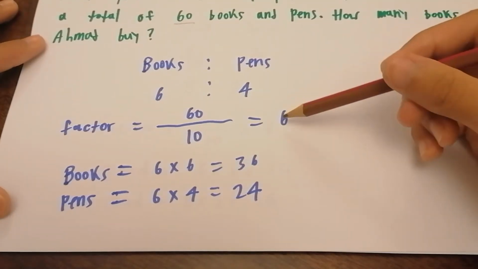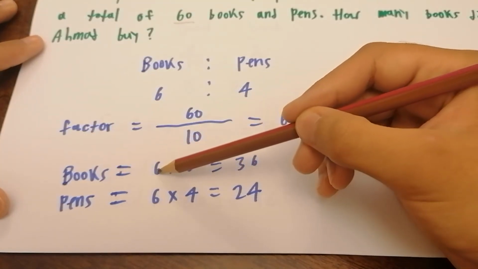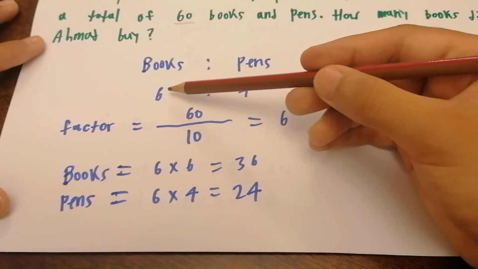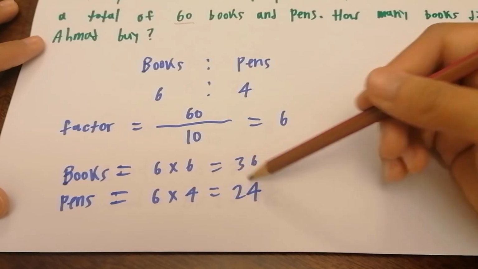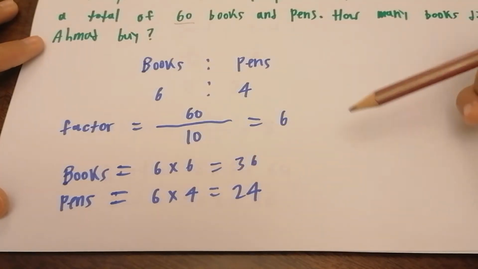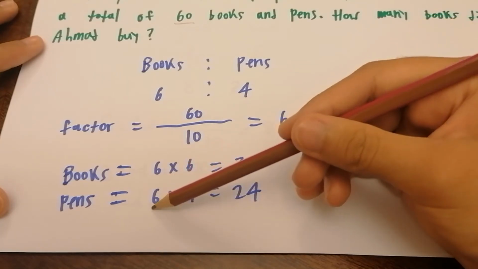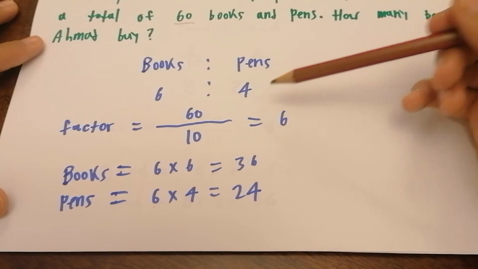Now that we have the factor, we can find the real number of books, which is 6, the factor, multiplied by 6, which is the number of books in each group, which gives us a total of 36 books. And the same thing goes with the pens. We have 6, which is a factor, multiplied by 4, which is the number of pens in each group.